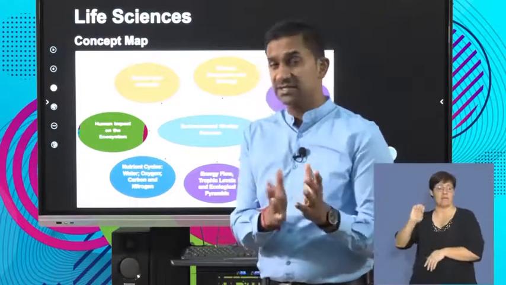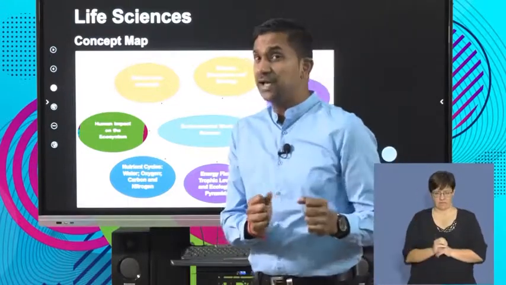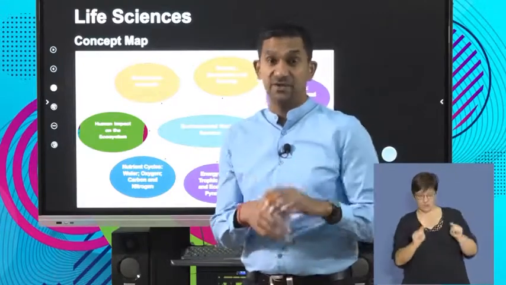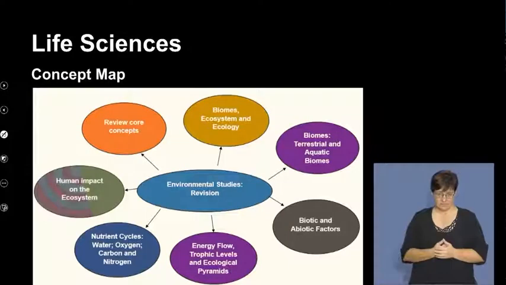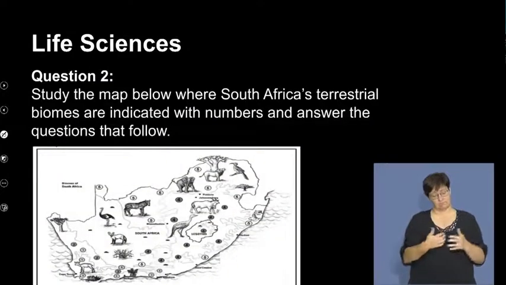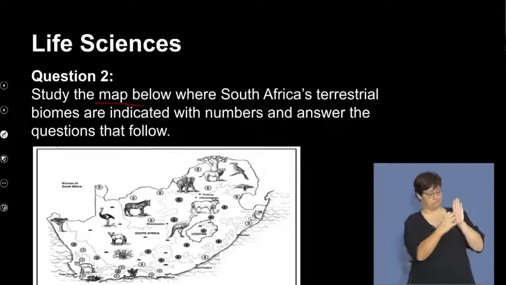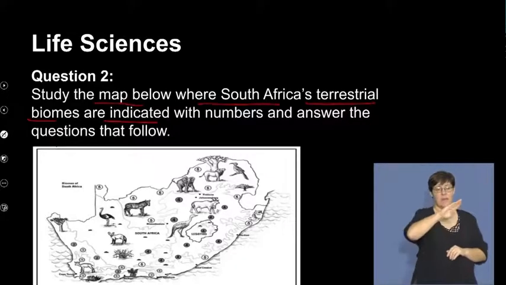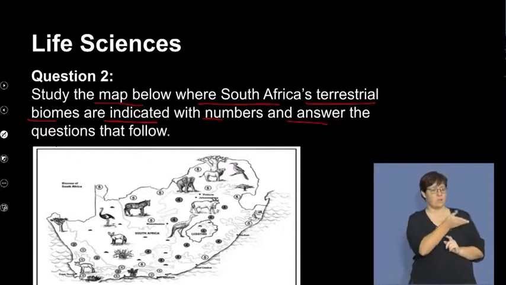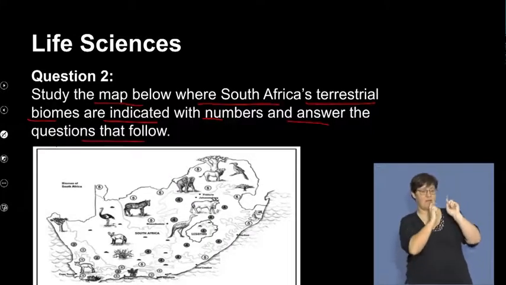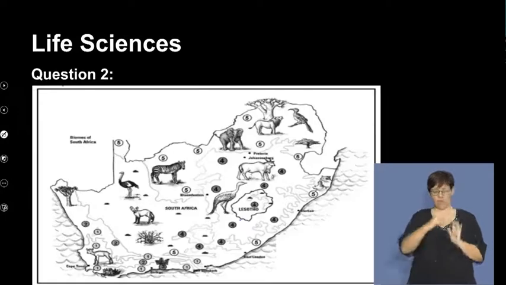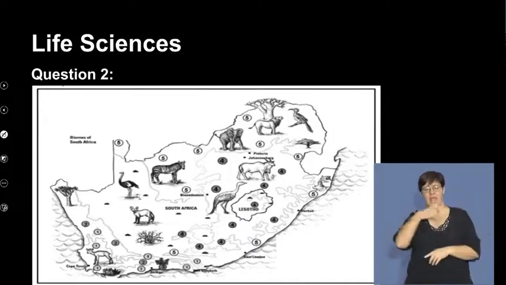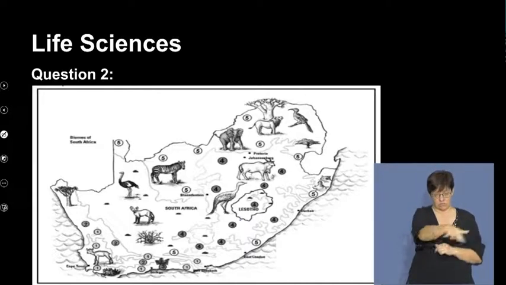So I've got a question on the various biomes. Let's see if you're able to assist me to identify the biomes and answer questions based on this. The question reads: study the map below where South Africa's terrestrial biomes are indicated with numbers and answer the questions that follow. So here we've got a map of South Africa and indicated on this are the various biomes, numbered 1 to 5.